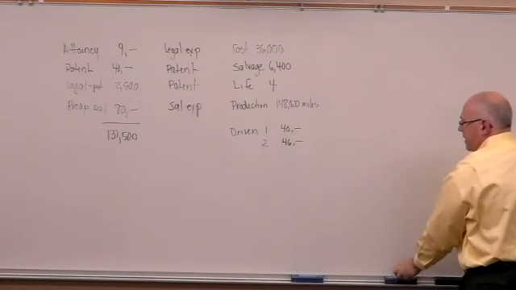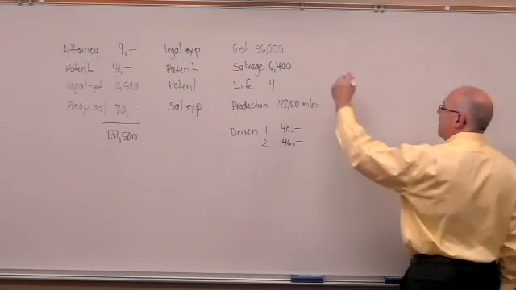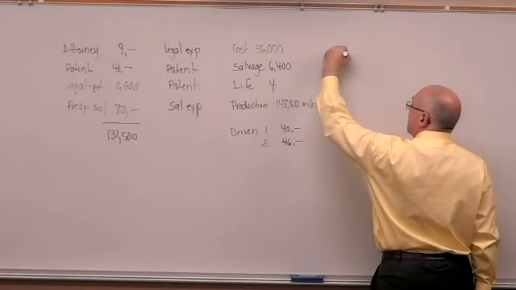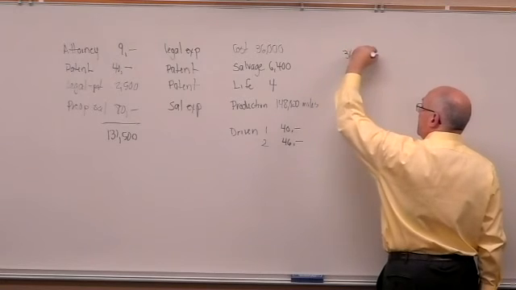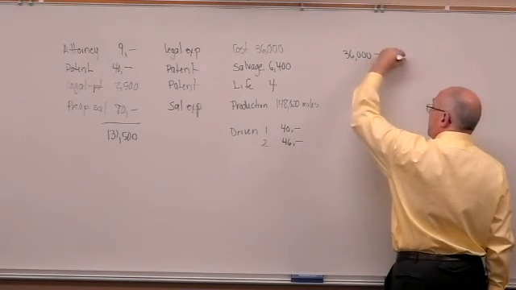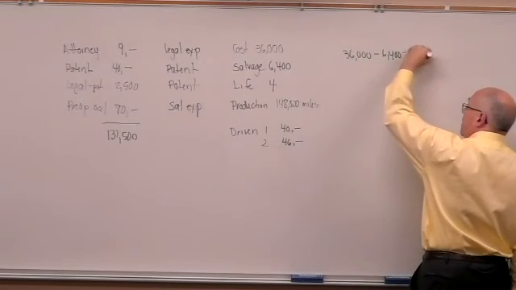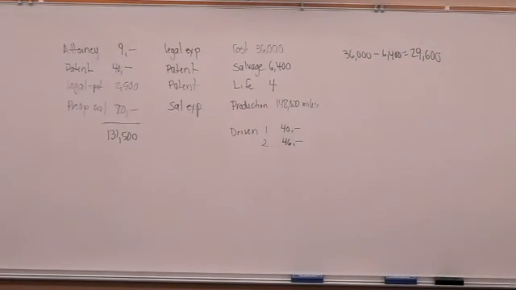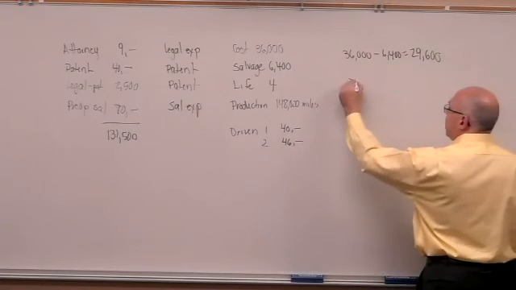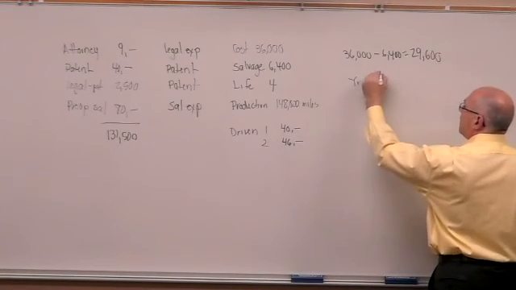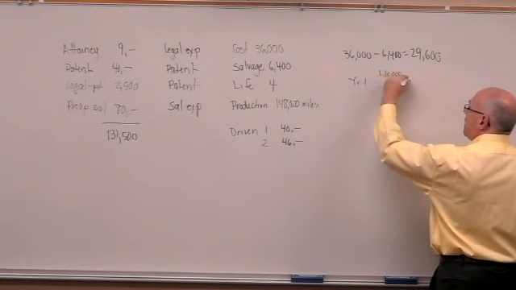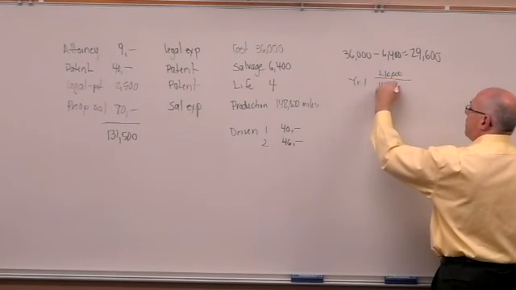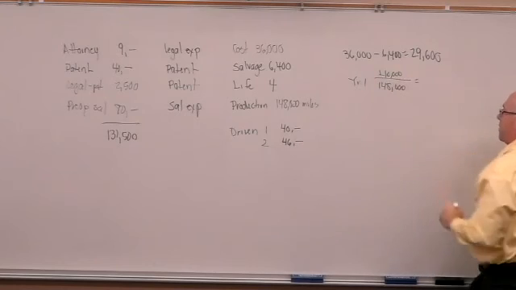And then we have the activity method. So we have depreciation to be taken of 29,600, the cost of 36 minus the salvage of 6.4. In year 1, we have 40,000 over 148,000, which equals what percent?